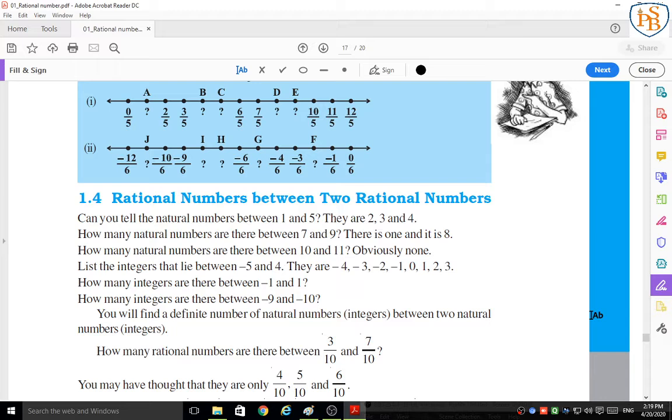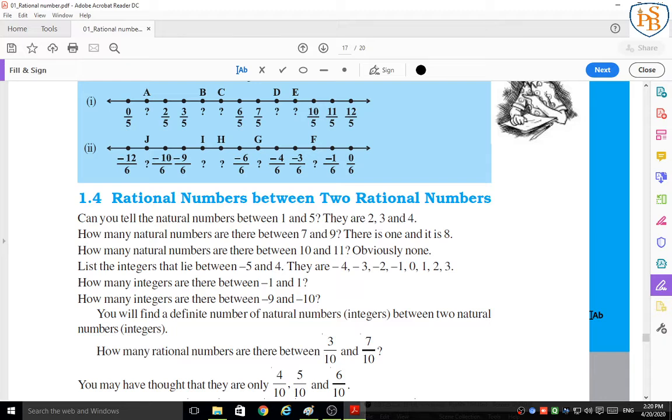But we can say 10.1, 10.2, 10.3, 10.4, 10.5, 10.6, 10.7, 10.8. But all these numbers have a decimal point, so we cannot consider them as natural numbers. So my answer to this question is: there are no natural numbers between 10 and 11. You get the difference? Okay, now you have to list the integers that lie between negative 5 and 4.